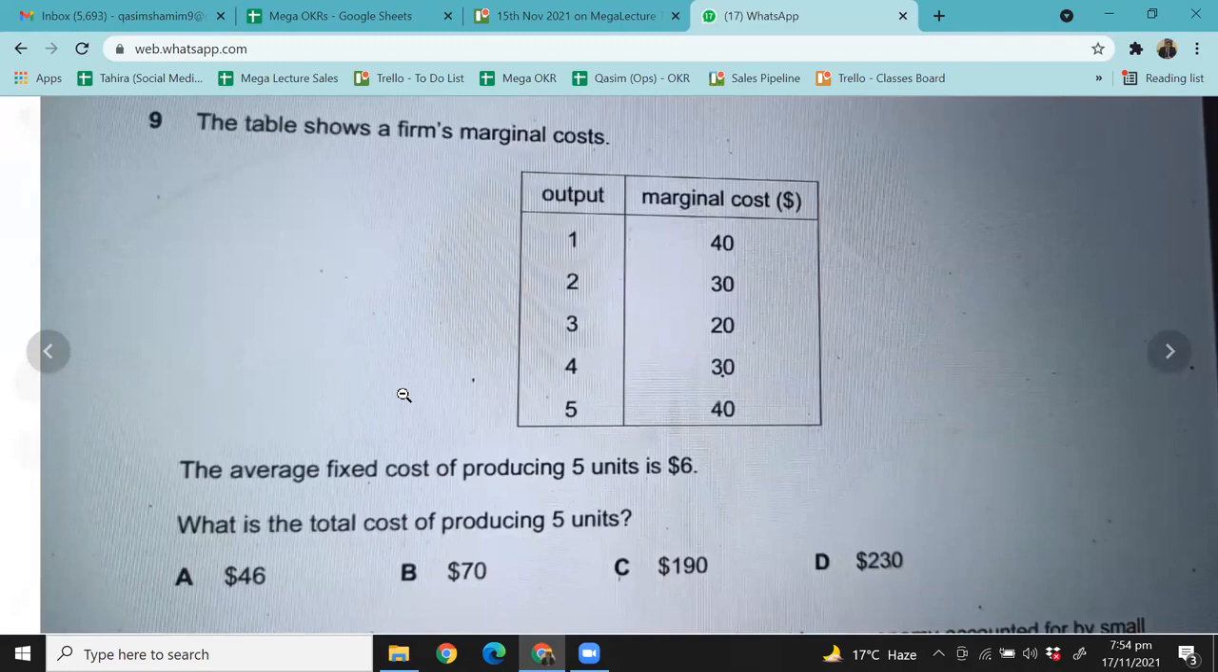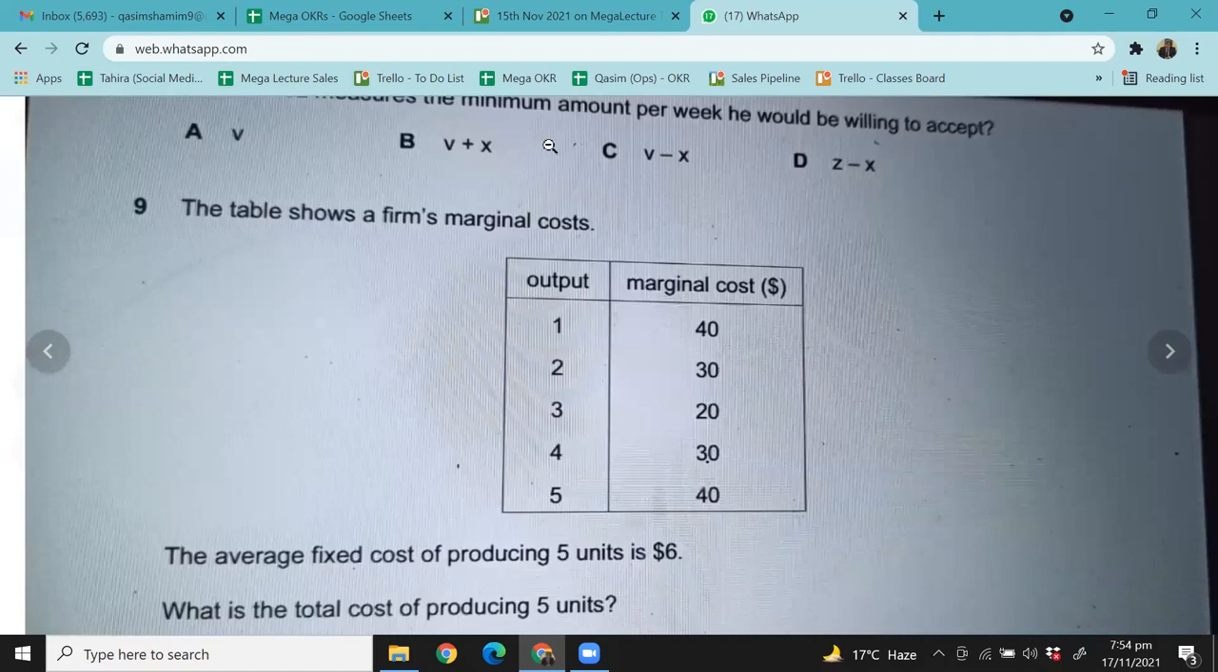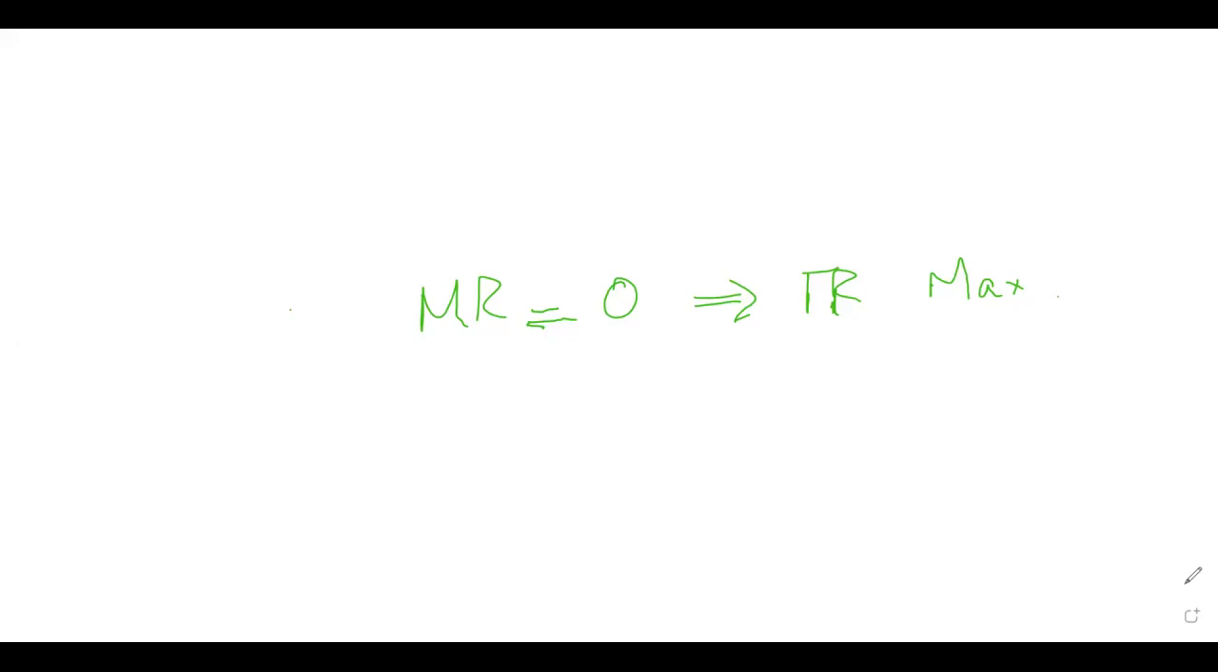The table shows the firm's marginal cost. So producing the first unit costs you how much? The first unit costs you $40. Second unit costs you $30. Third unit costs you $20. Fourth unit costs you $30, and fifth unit costs you $40. Now, when you add the marginal cost up, because it's asking what is the total cost of producing 5 units, we know total cost is the sum of fixed and variable cost. What is total cost made up of?